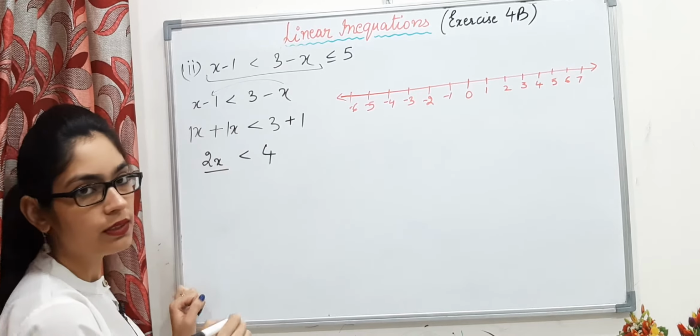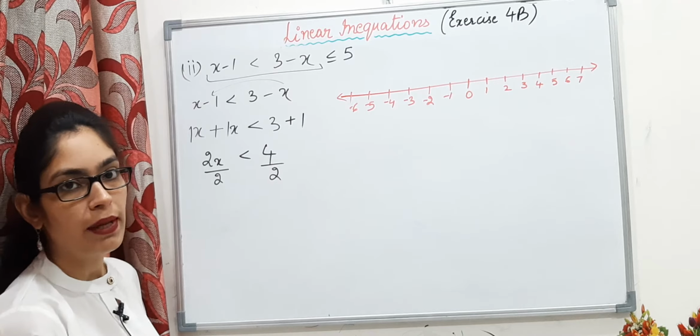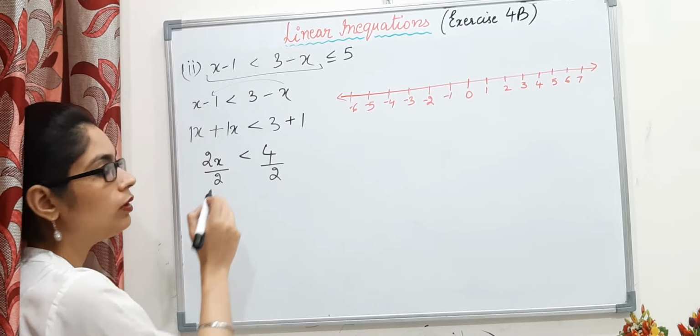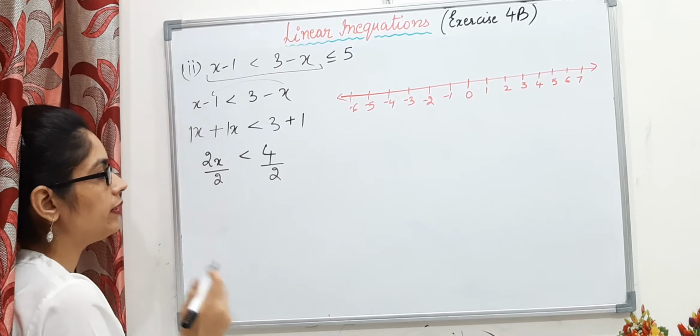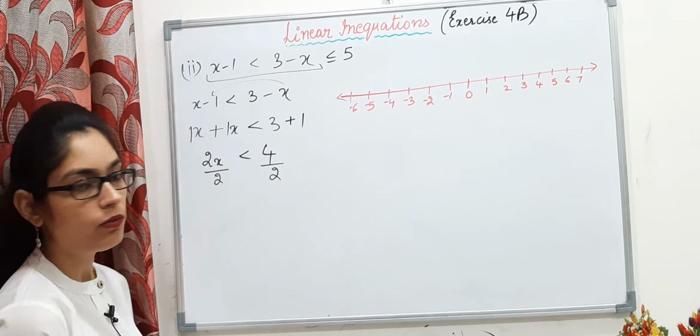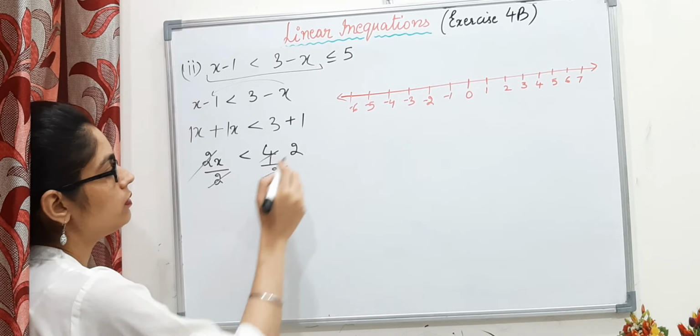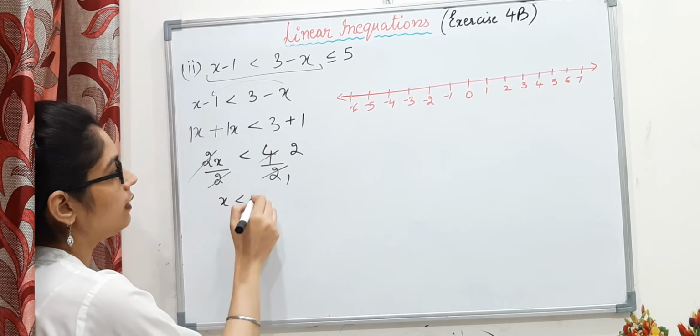With x, 2 is getting multiplied, so we can divide both the sides by 2. Whatever number is written with x, you have to divide both sides by the same number, only then these two numbers will get cancelled and we will get the value of x. 2 and 2 will get cancelled, 2 into 2 is 4. So x is less than 2.